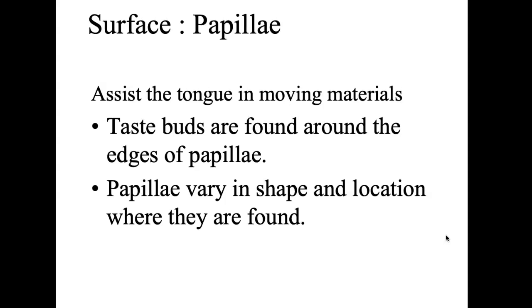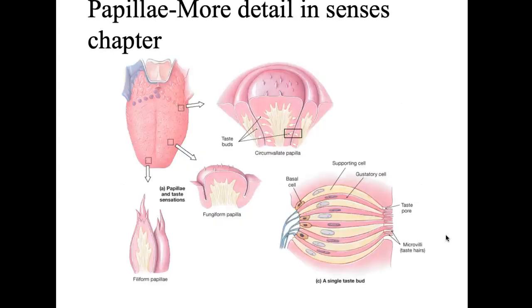Now, taste buds are actually found in the proximity of the papillae, very close to the edges of these papillae, but they're not the same thing. The taste buds are the receptors. The papillae are the actual mechanical helpers, little protrusions on your tongue that are going to help you. So these papillae are very different depending on where they're found. And these are some examples. These are in the senses chapter if you need to look those up.